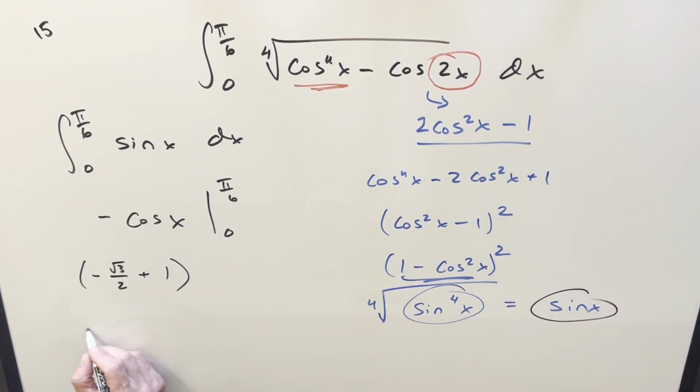So for my final solution, we just get 1 minus square root of 3 over 2, and that's it.